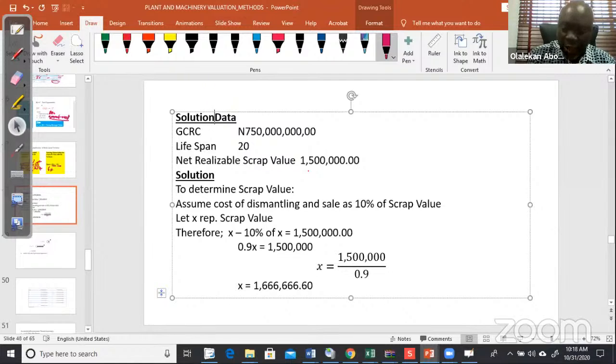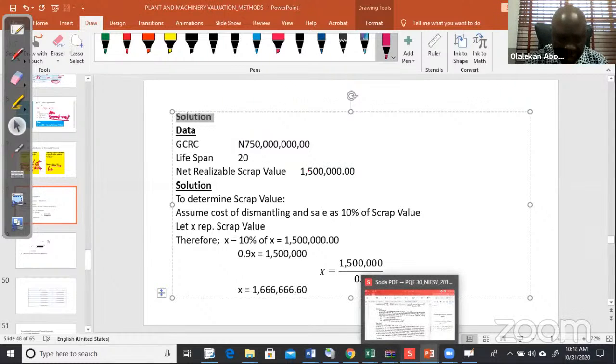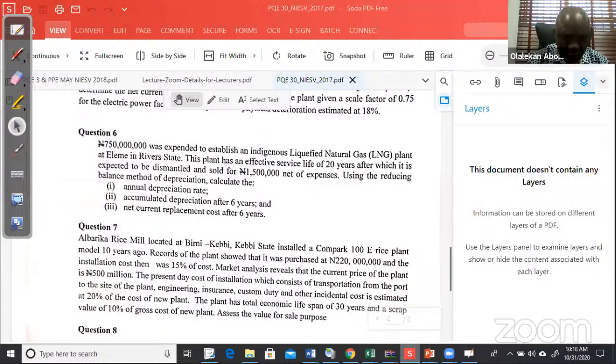It is in NIESV's past question, so I didn't type it out. I'll take you to the question now. For you to read, you can quickly write it down. Right? Okay, that is this question.